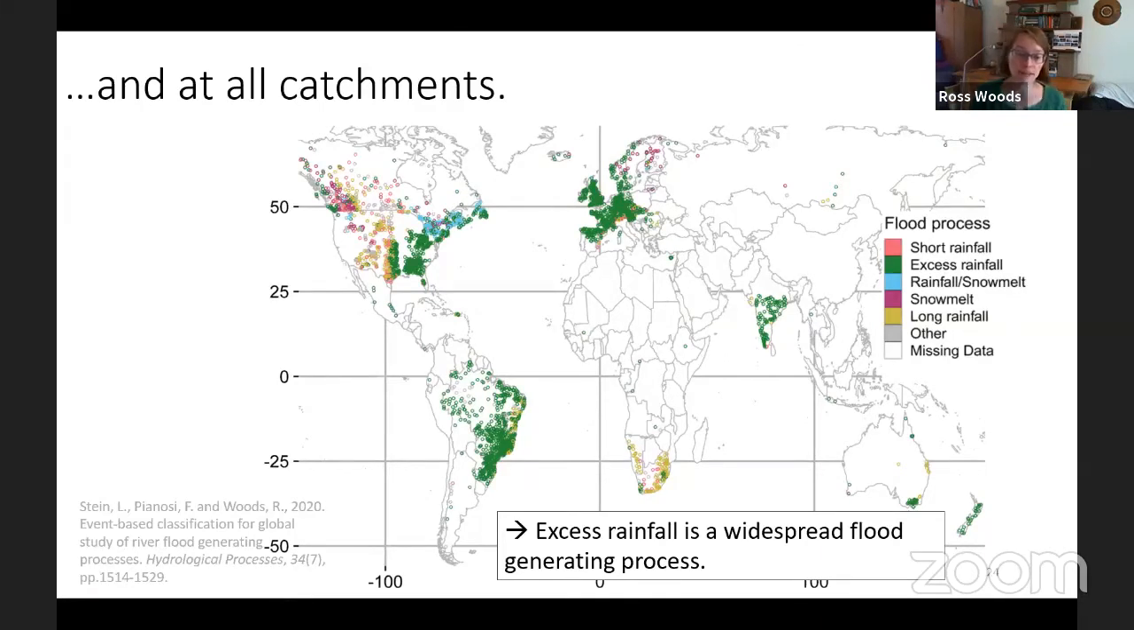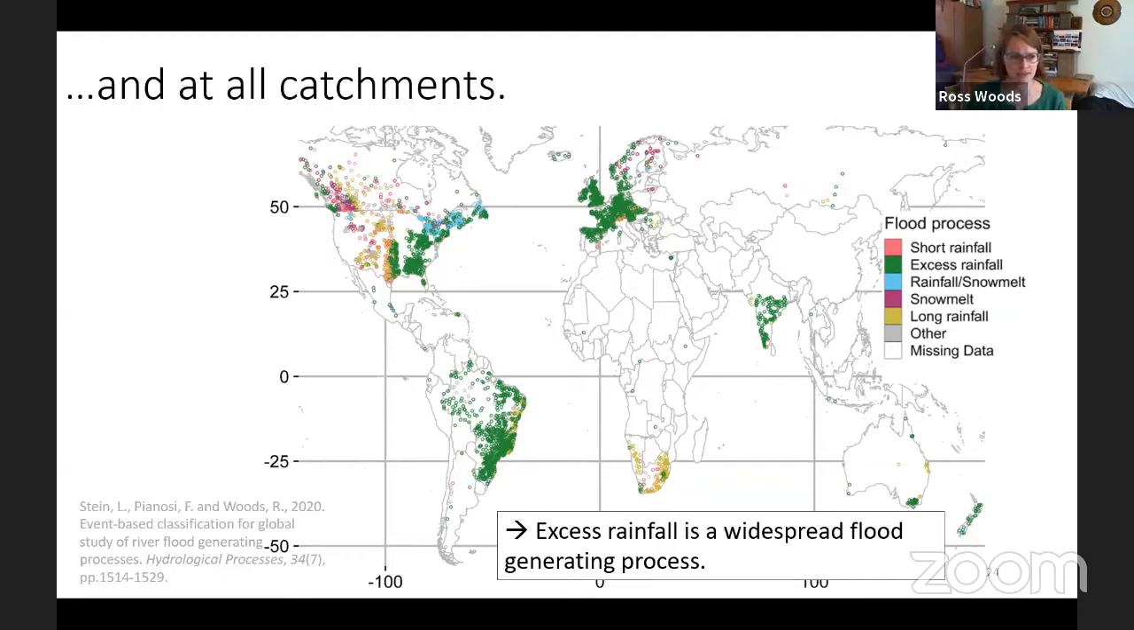Then in the higher latitudes or in mountainous regions, we see a few which are dominated by snowmelt events. And then, for example, in Southern Africa and in the US, there are quite a few catchments dominated by long or short rain flood events, so more extreme rainfall events, which are causing the floods. So excess rainfall is an important process. That's the take-home message that we can see from this picture.